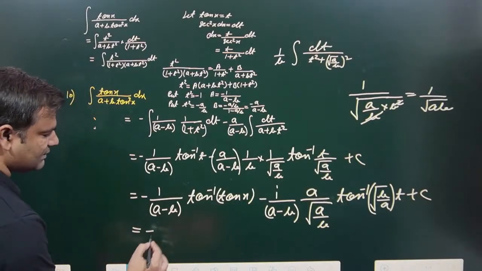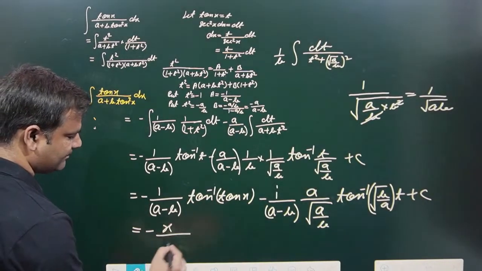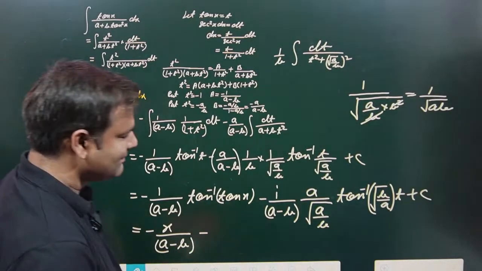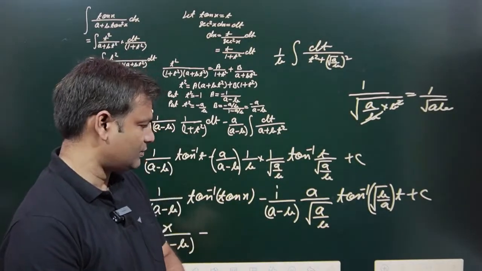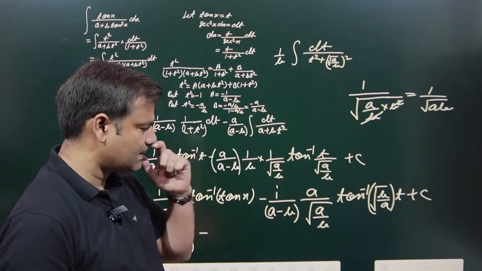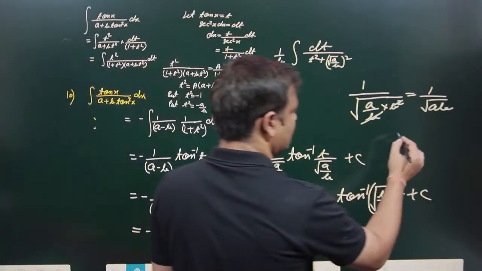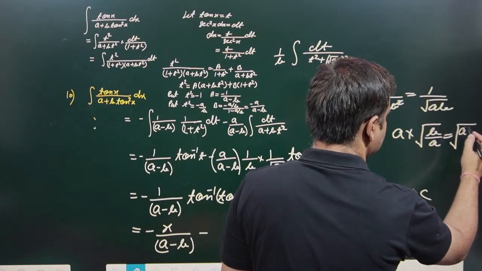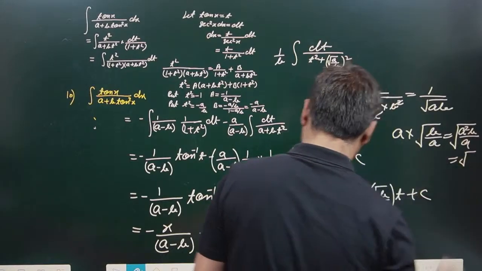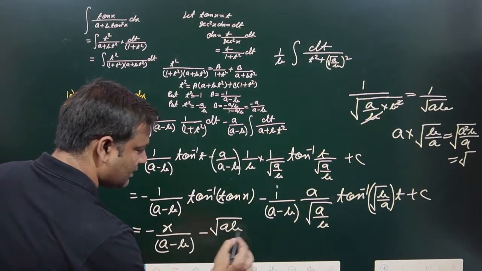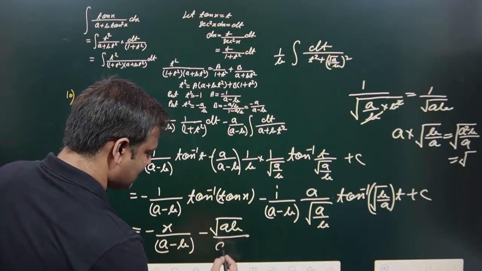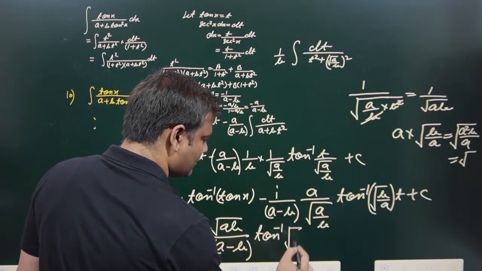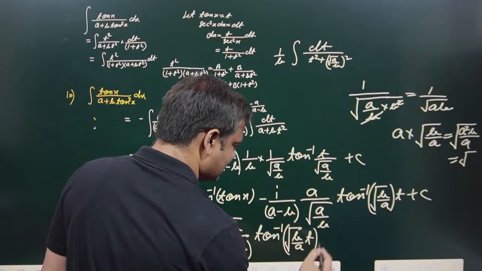So the final answer is minus x upon a minus b, minus, if this goes upward in the numerator, root b divided by a into root b by a, so a square into b divided by a, so basically root ab, into tan inverse root b by a into t plus c is the right answer.